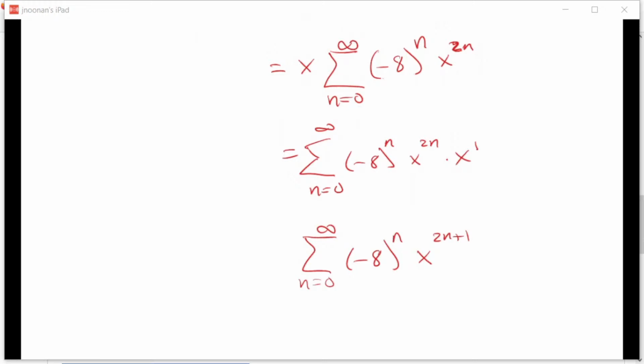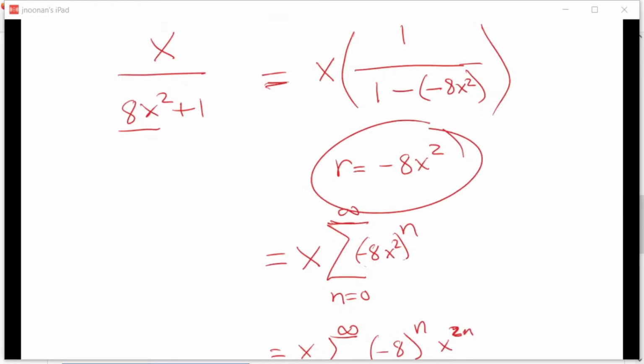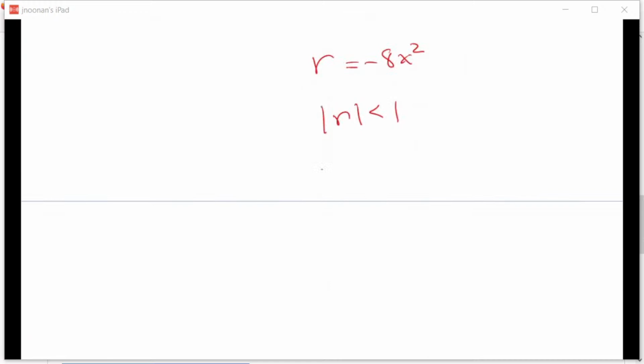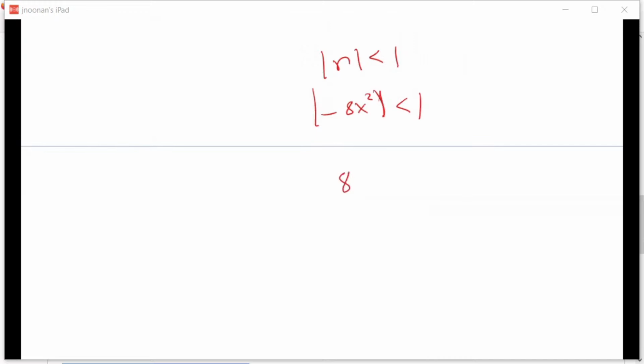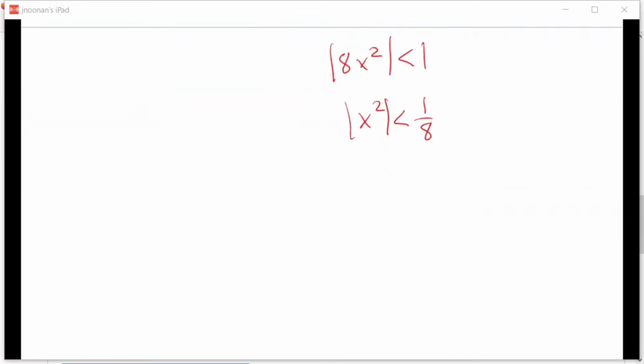Next, interval of convergence. Let's go down here. You remember that R originally was negative 8x squared. And you want R to be less than 1. And so I want negative 8x squared to be less than 1. Drop the negative. 8x squared is less than 1. X squared is less than 1/8. That means absolute value of x is less than 1 over square root of 8. Okay, I might have skipped one step there. Does that look all right, the interval?